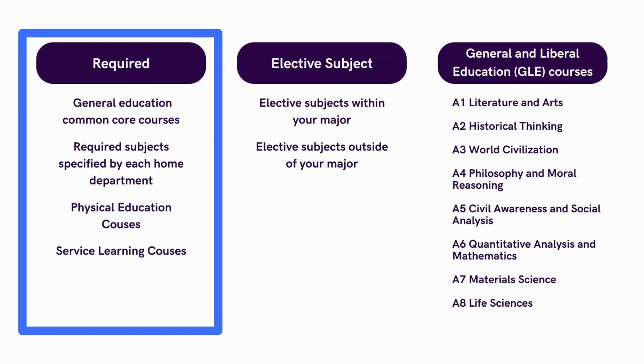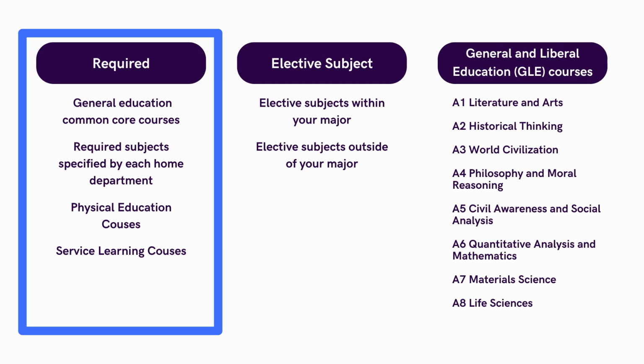First, there are specific classes you must take in order to graduate. These include Common Core courses, Department Compulsory courses, Physical Education courses, and Service Learning courses. Sometimes the classes will be registered on the system for you, but you should always check what your required classes are for each year. Common Core courses are Chinese, English, or other language classes.